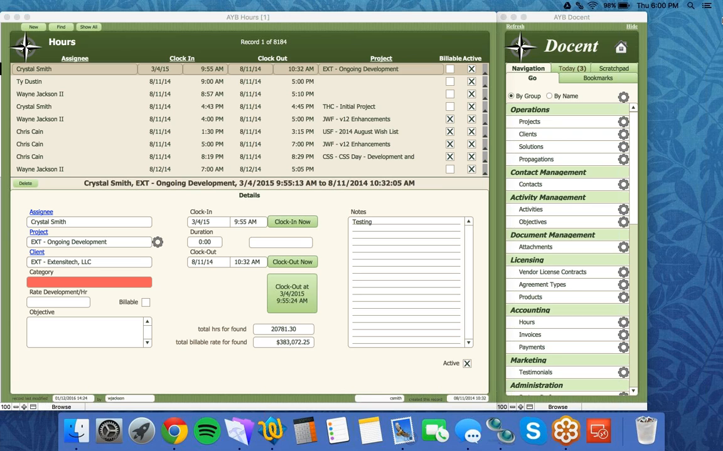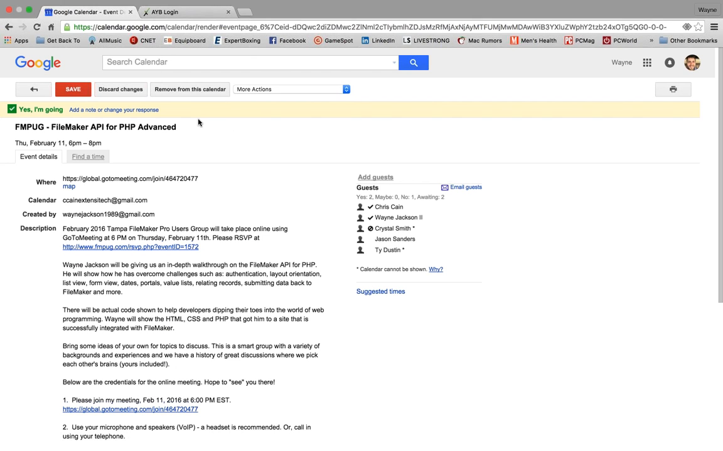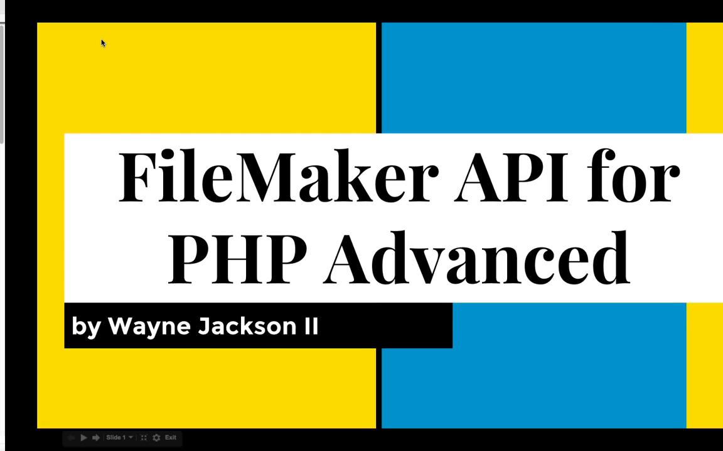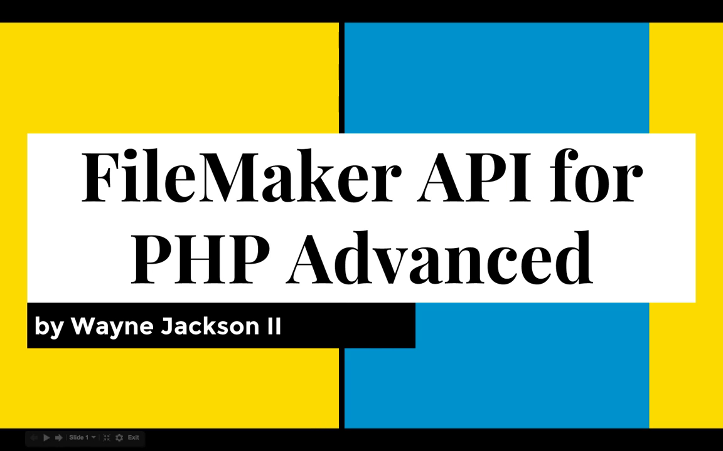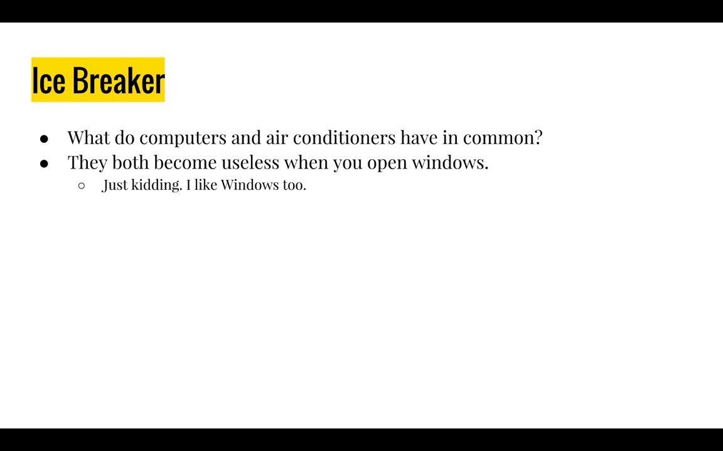So, hello, everyone. Thank you for coming to the February edition of FMPUG, and we are going to talk some PHP. We've already discussed this a little bit before using the FileMaker API for PHP, but it was kind of like a 10,000 foot view. It was very brief, not a whole lot of code shown, and didn't help me a lot when I was starting out trying to figure out how to do this stuff with PHP.